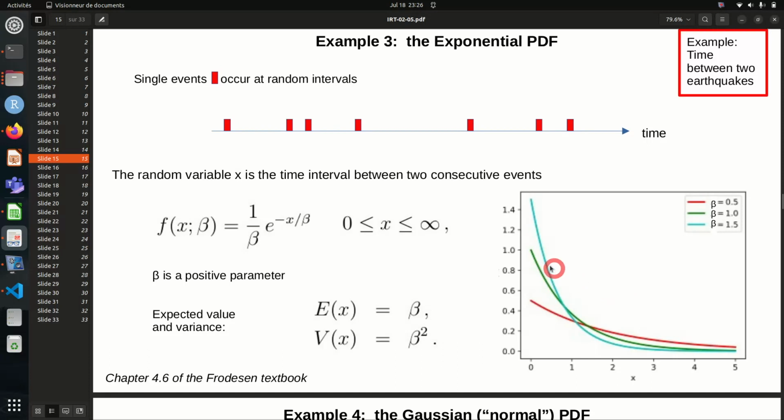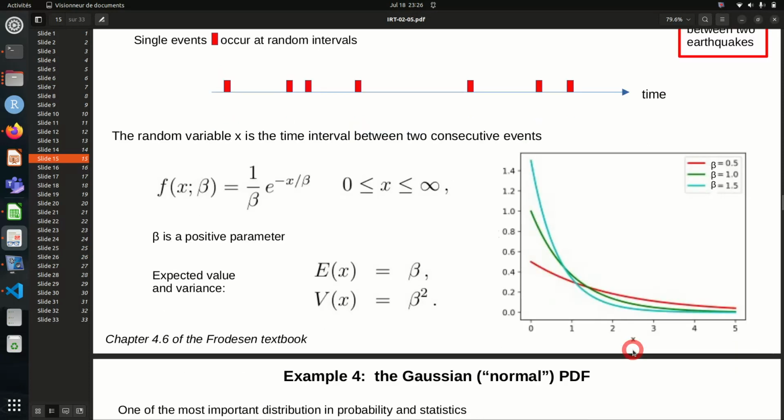So what is the probability that you have an earthquake in the next 30 minutes? It's going to be too small, and the more and more you wait, the more and more an earthquake gets probable.